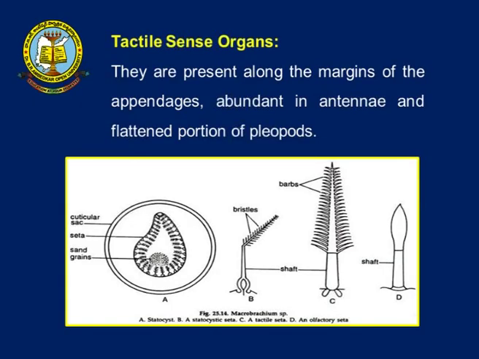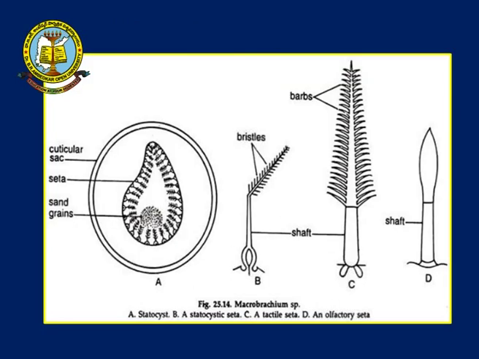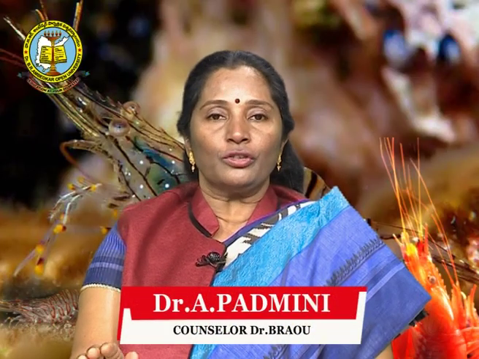They have tactile sense organs that are present on the margins of the appendages, abundant in antennae and flattened in the pleopods. And they have the olfactory setae, which are small, middle feelers between the two long feelers on the antennae on either side. So, this is the picture of the statocyst, which has those sensory setae containing the bristles. They have a bulbous base with a slender shaft, and the shaft is continuous with the bristles. The bristles, when they come in contact with the sand particles, tell the prawn to come back to its position. So, these are the sense organs of the prawn.